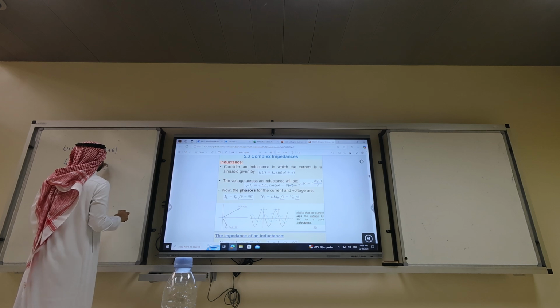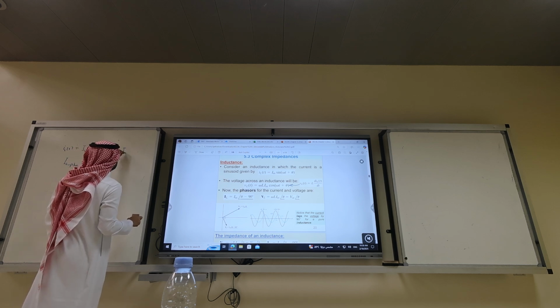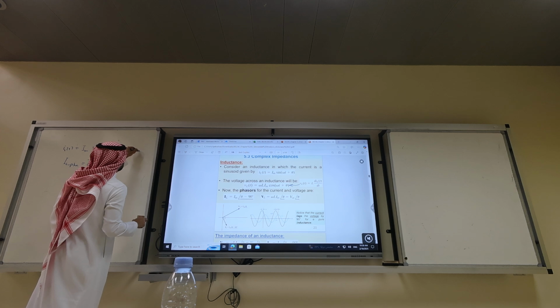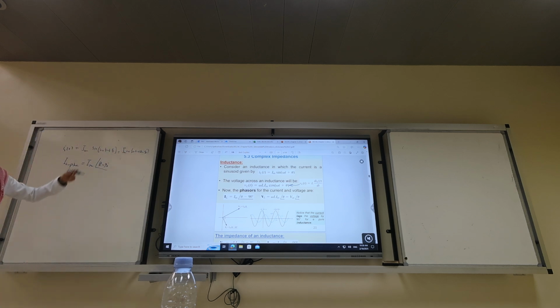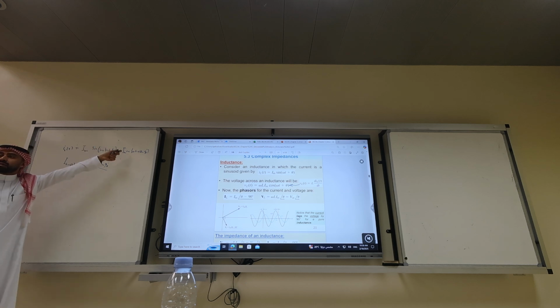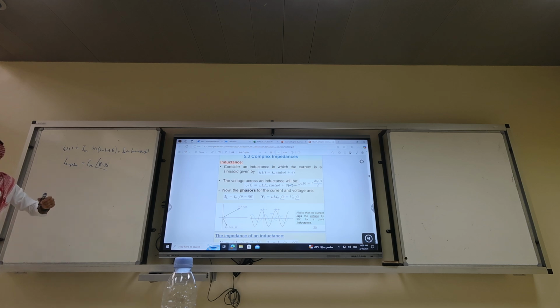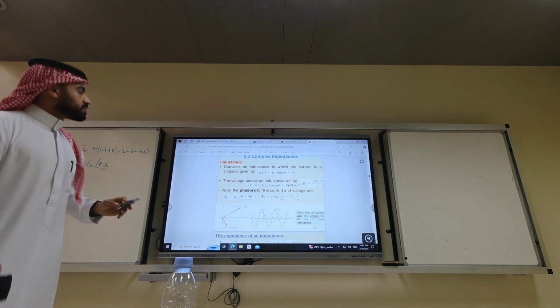Theta minus 90. Because this is I_m cosine omega t plus theta minus 90. You have to convert sine to cosine, and then you have to subtract by 90 here. That's why we subtract by 90, because everything has to be cosine.